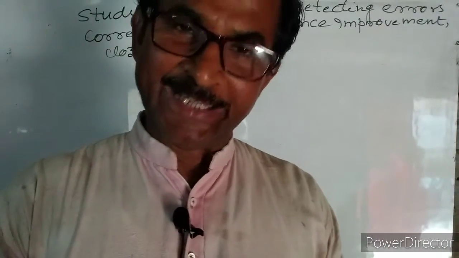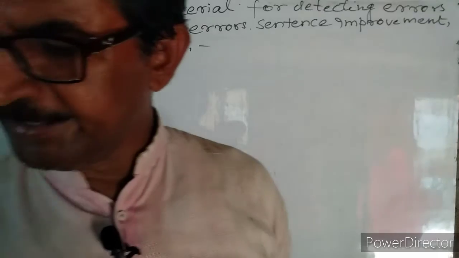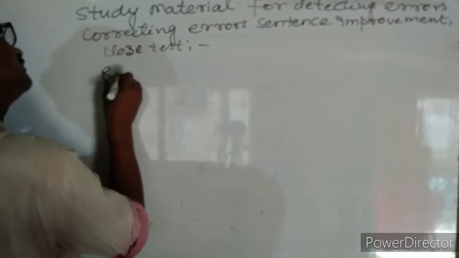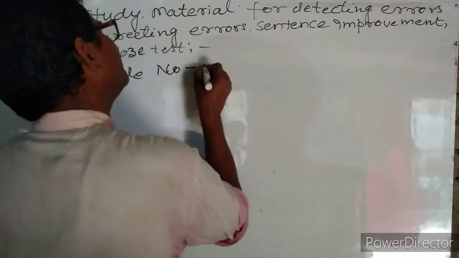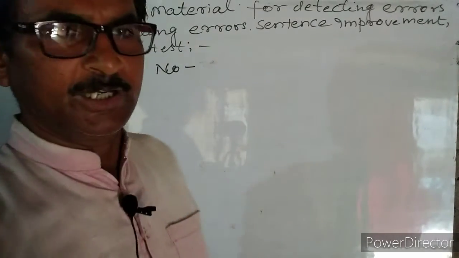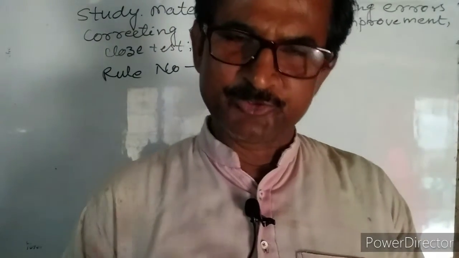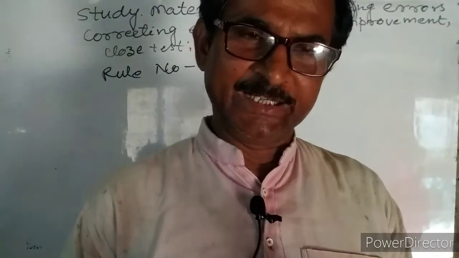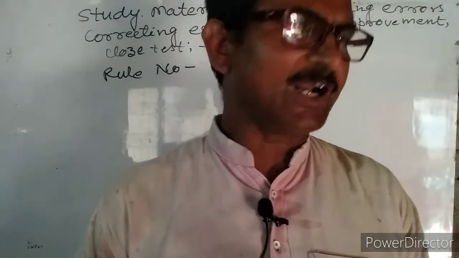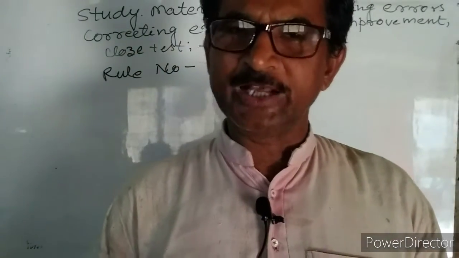First, you need to know about the tense. Without tenses, you cannot find the real error in a sentence. First, rule number one. You already know that there are three types of tense: present, past, and future. Each tense has four kinds: indefinite, continuous, perfect, and perfect continuous. Past also has indefinite, continuous, perfect, and perfect continuous. Future also has four kinds.